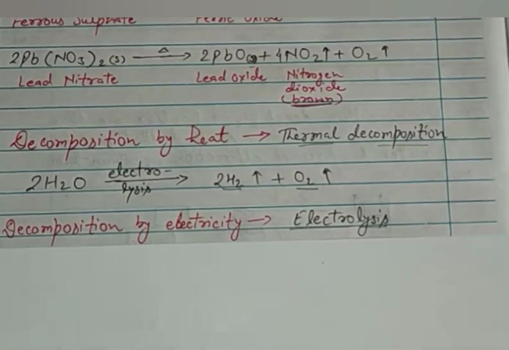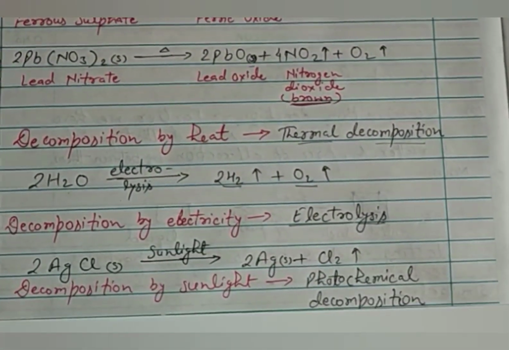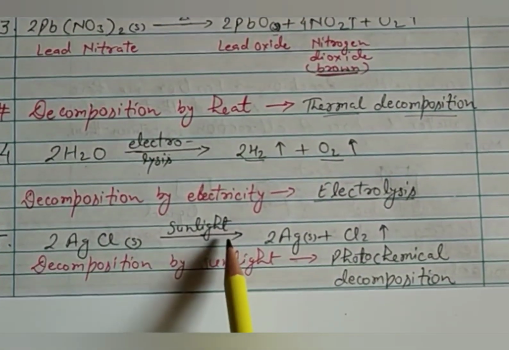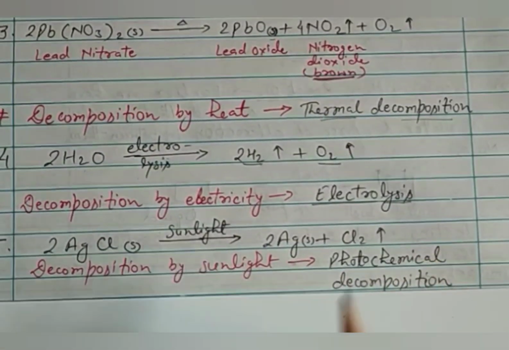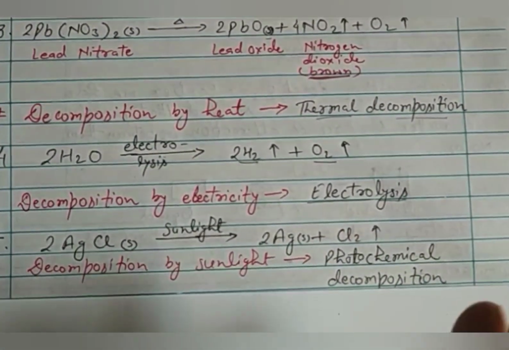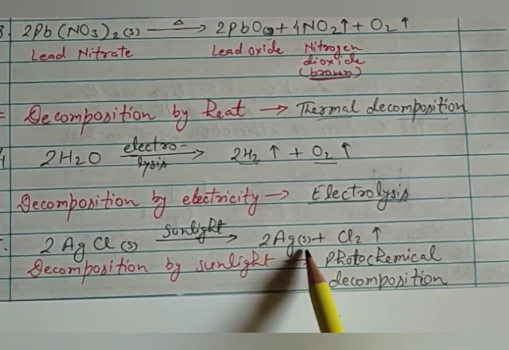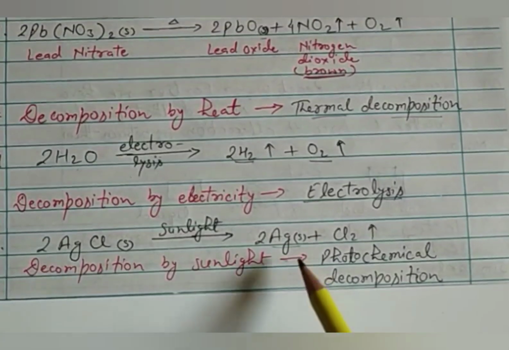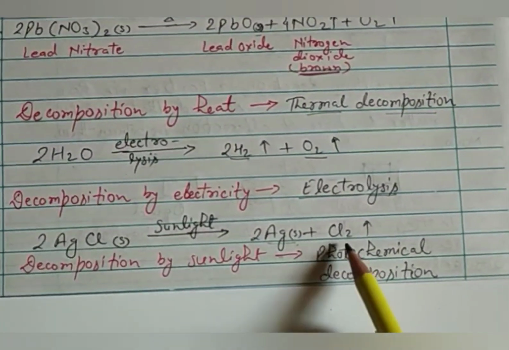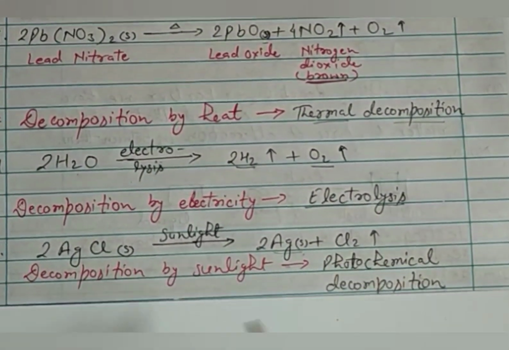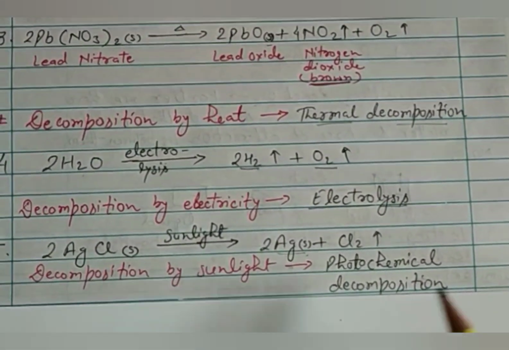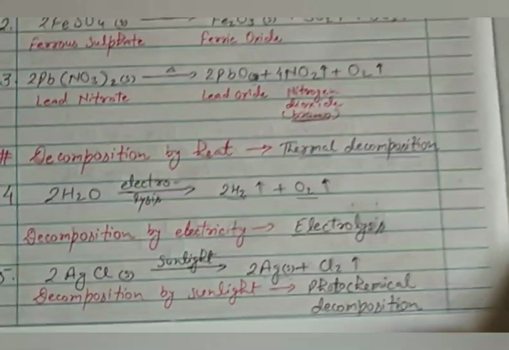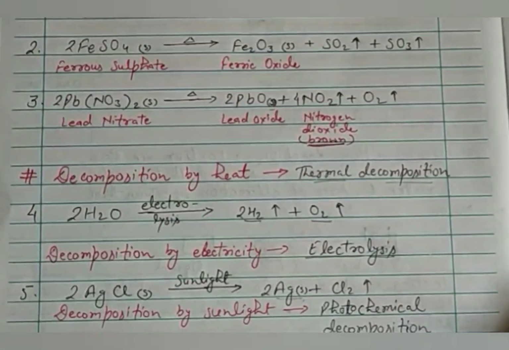Similarly, one more example of that, we have silver chloride. If it is left open in sunlight, okay, no use of any external heat, no electricity, just open sunlight, it will break into its constituents. Silver, you will get as a silver colored solid substance, which is silver particles, and chlorine gas will be released. This decomposition by using sunlight is called photochemical decomposition. Okay, so I hope that decomposition reactions are clear in everybody's mind.